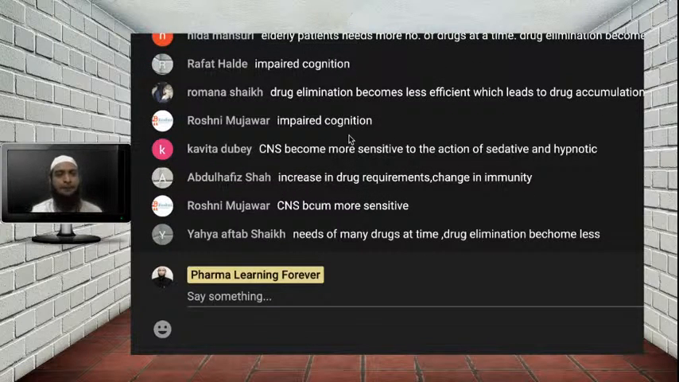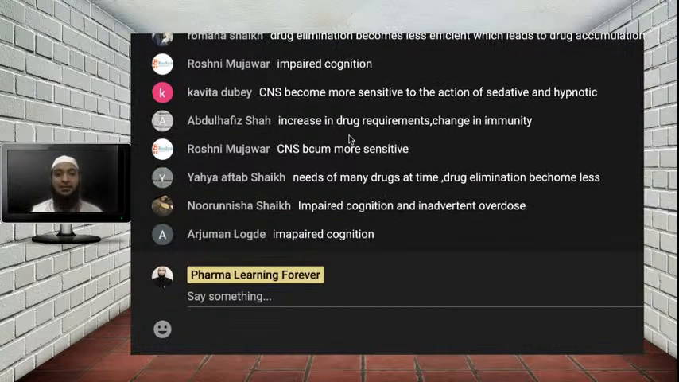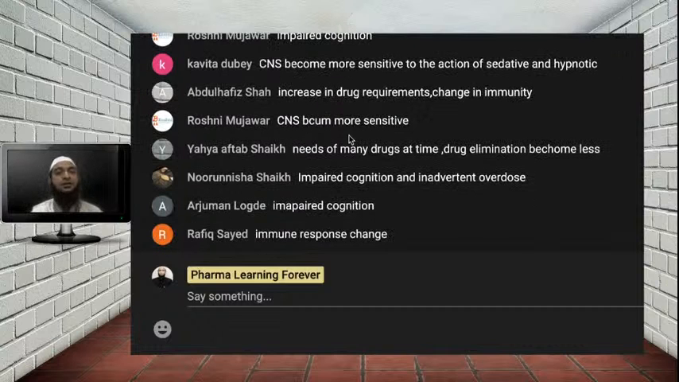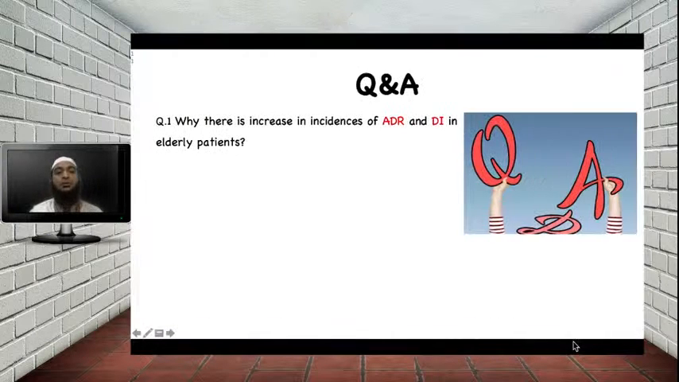Very nice, Romana. Kavita has mentioned that the CNS becomes more sensitive to the action of sedatives and hypnotics, and that may also lead to adverse drug reaction. Nice to see. I think we have covered almost all the parameters for which there is an increase in possibility of drug interaction and ADR in elderly patients.